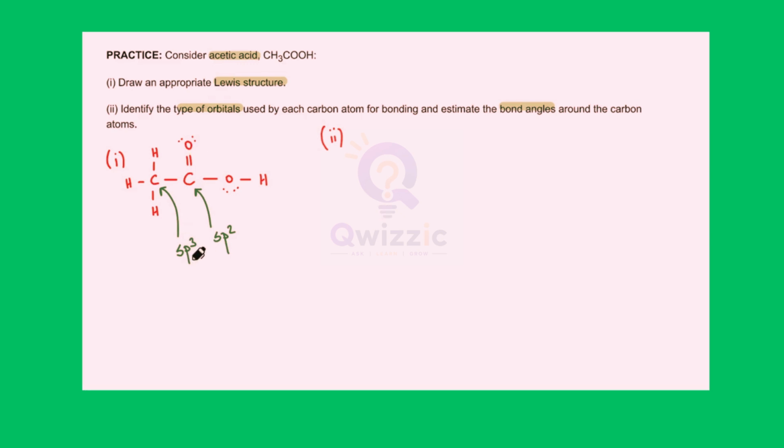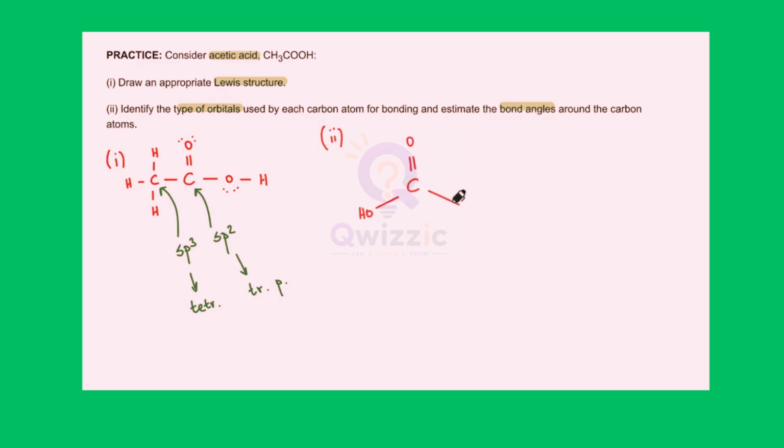So these hybridizations tell us the geometry around each carbon. For the sp3 hybridized one, we're going to have tetrahedral. And for the sp2 hybridized one, we are going to have trigonal planar based on the VSEPR theory. So now we can correctly draw the structure with the appropriate bond angles. For the trigonal planar geometry, we're going to identify the correct angles as follows.